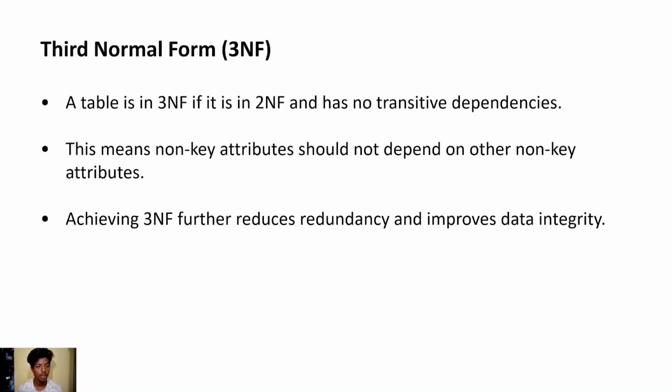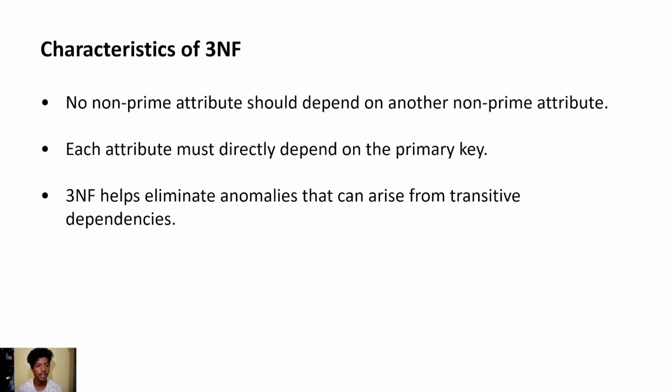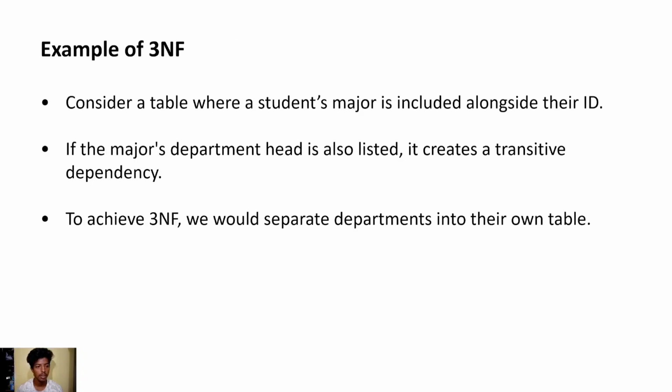Third normal form. A table in third normal form is in 2NF and has no transitive dependency. This means no non-key attribute should be dependent on another non-key attribute. Achieving 3NF reduces redundancy and improves data integrity. Characteristics of 3NF. No non-prime attribute should depend on another non-prime attribute. Each attribute must directly depend on the primary key. 3NF helps in eliminating anomalies that can arise from transitive dependency.